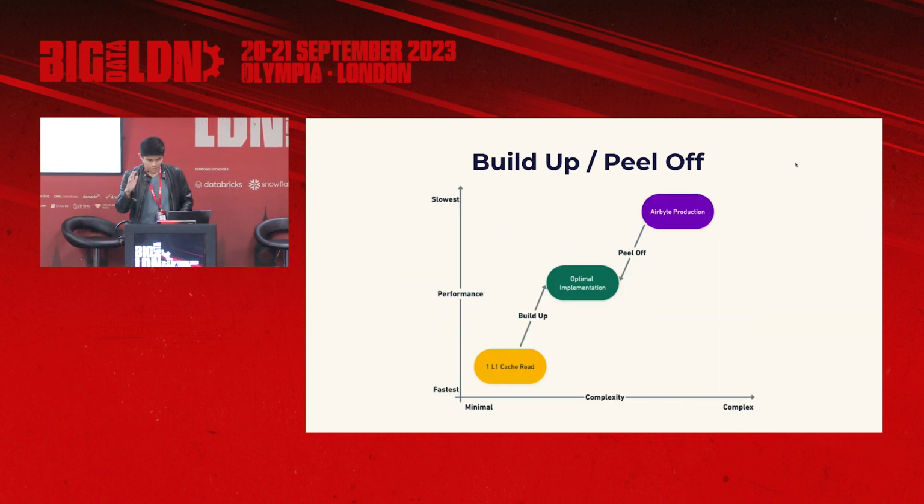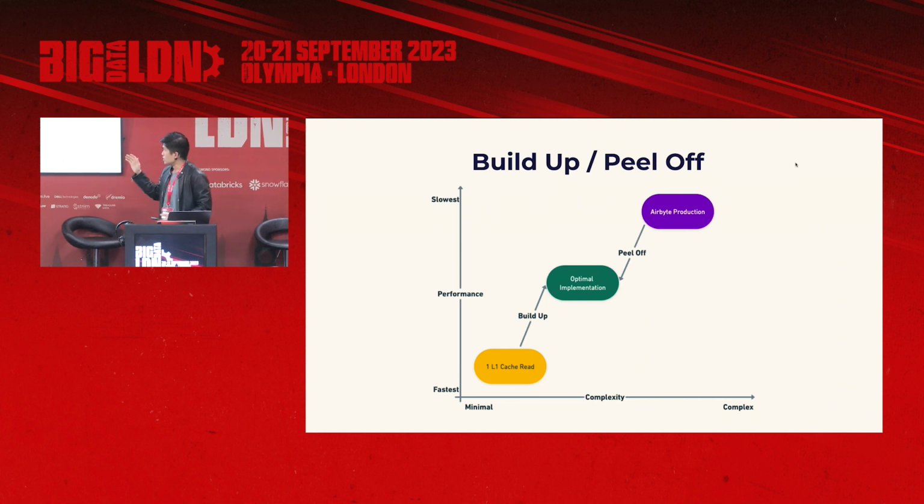Again, bear with me. We're going to do definitions. I'll show you how we actually applied this. I think it's interesting. So what we want to do is actually use build up and peel off to bidirectionally search our way towards an optimal implementation. So this is how in 4 weeks, we figured out all our bottlenecks and the implementations.